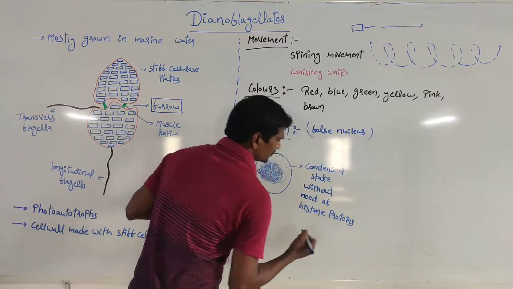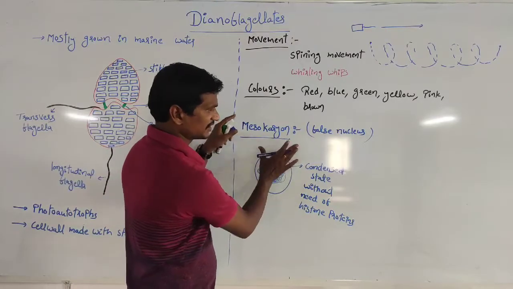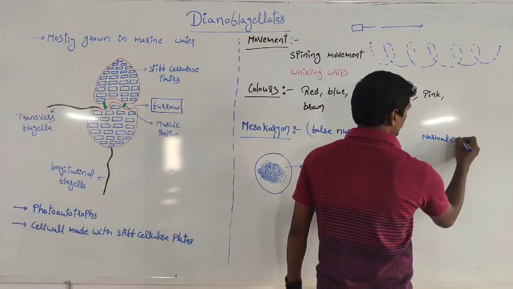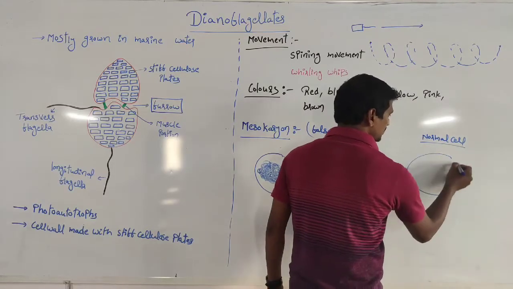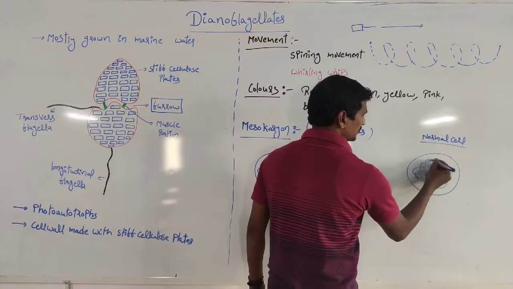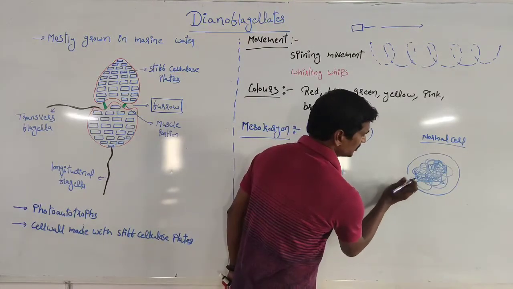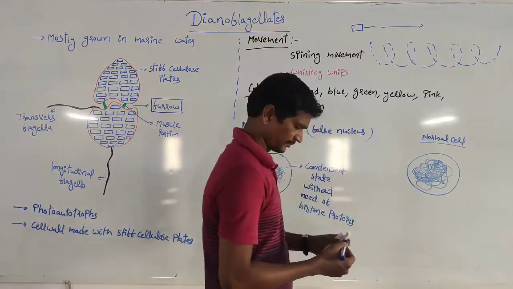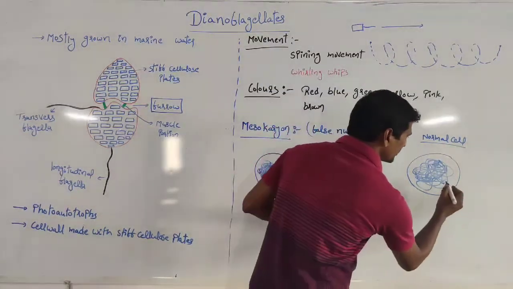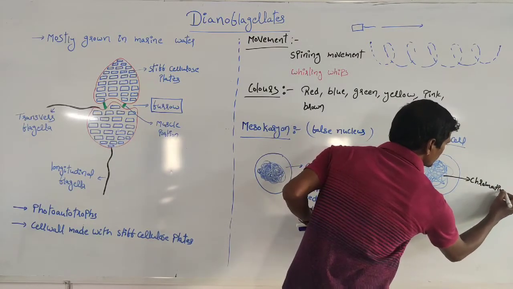Without need of stimulants. I'll explain. This is about mesokaryon, and this is a normal cell. This is a normal cell nucleus and this is the genetic material. During the cell division process, this is a chromatin structure we know.